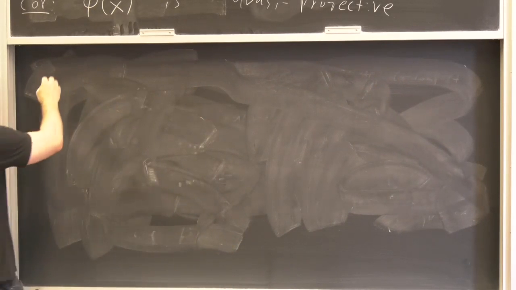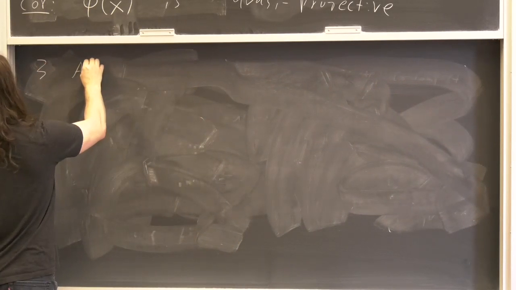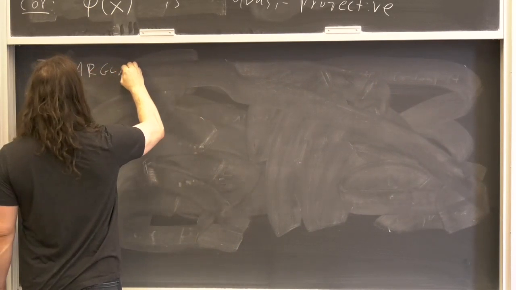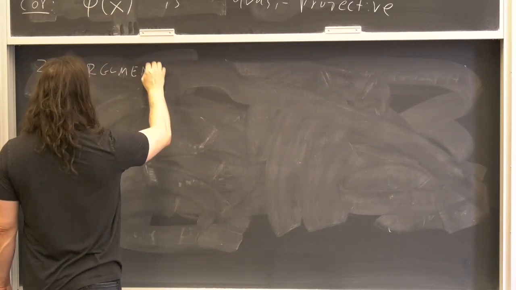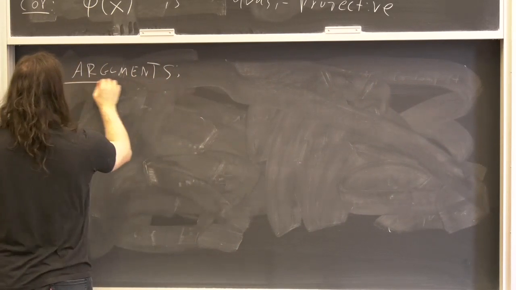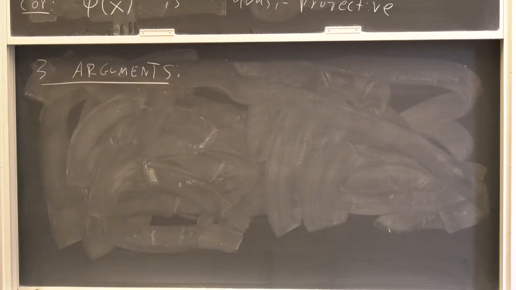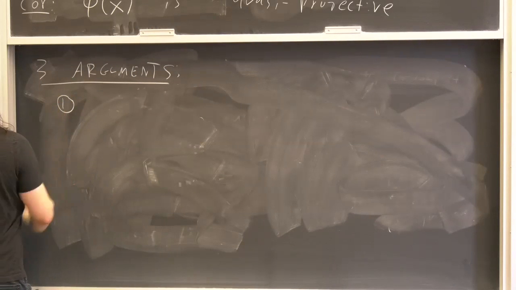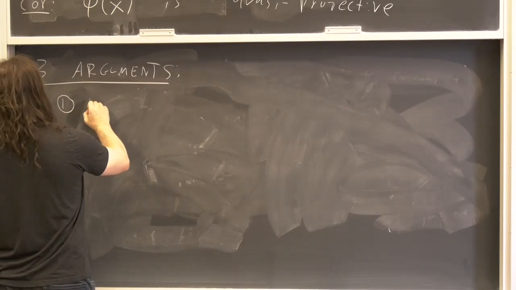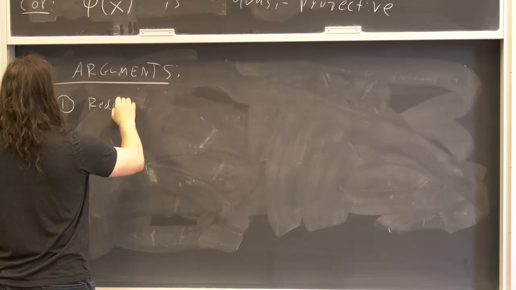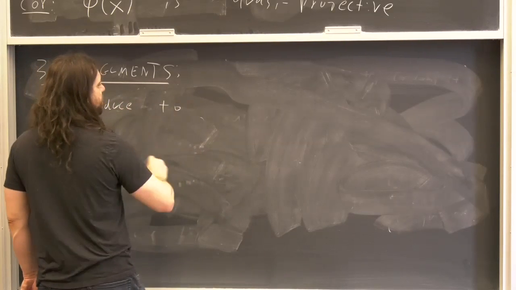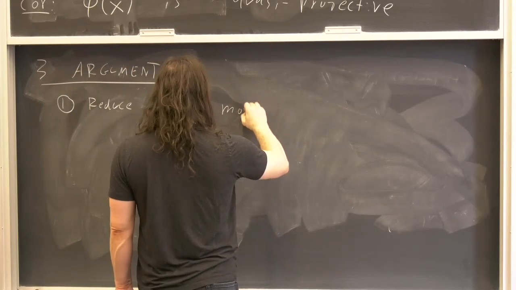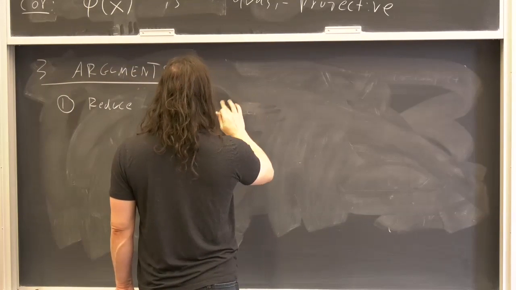There are basically three kinds of arguments we need to prove this theorem. And the three arguments are as follows. So the first argument is to reduce to the case of phi being a modification.